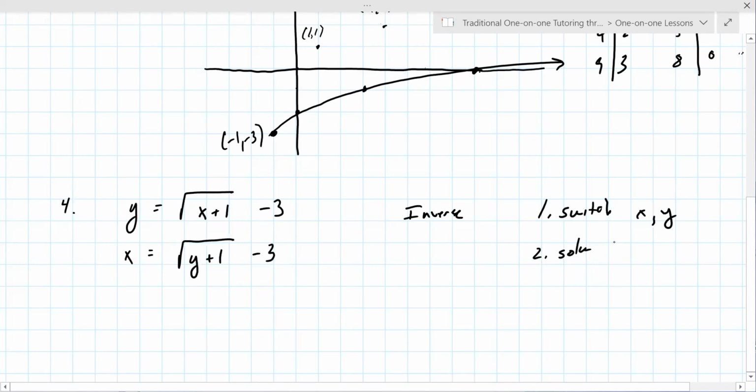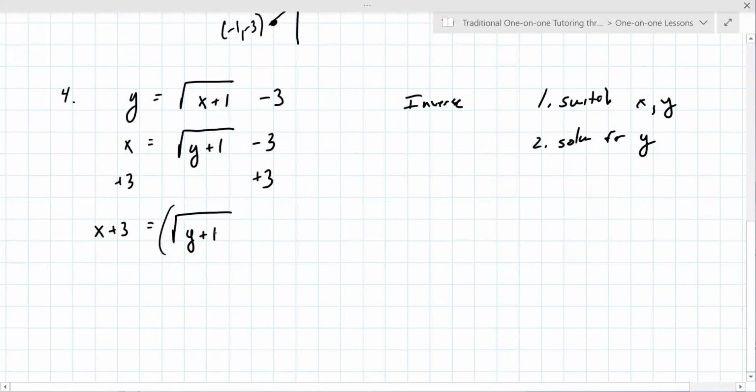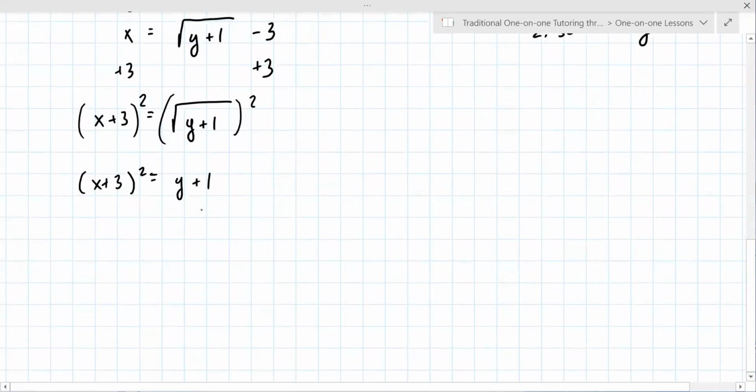The second step is to solve for y. So you add 3 to both sides: x plus 3 equals the square root of y plus 1. Then you square both sides to undo the square root. So you have (x plus 3) squared equals y plus 1. And then the last thing you do is subtract 1 from both sides. So you get (x plus 3) squared minus 1 equals y.